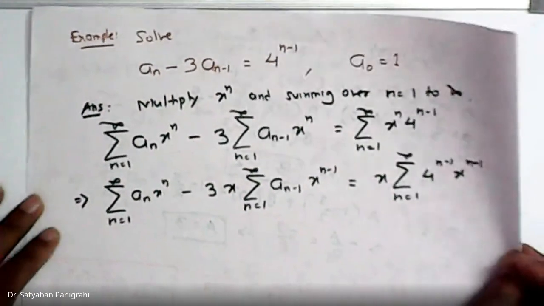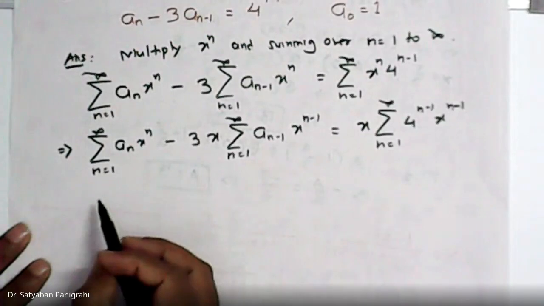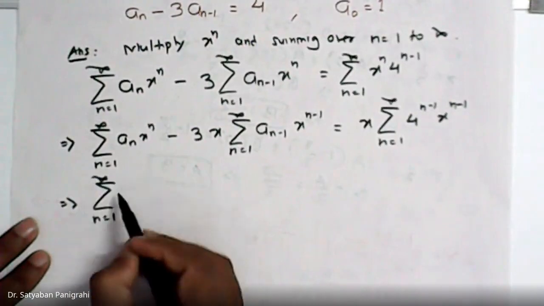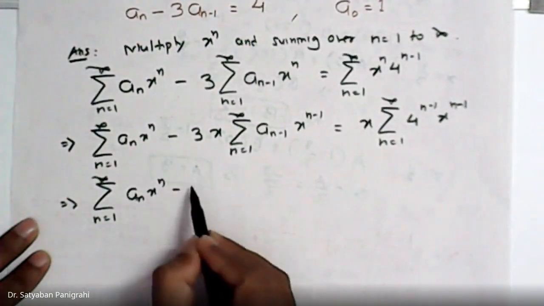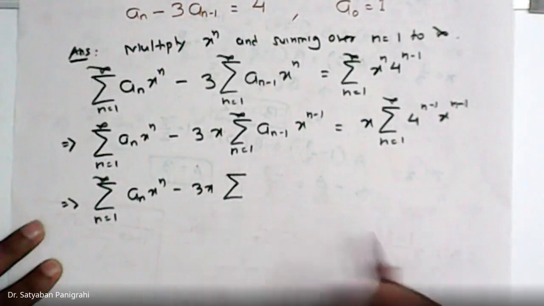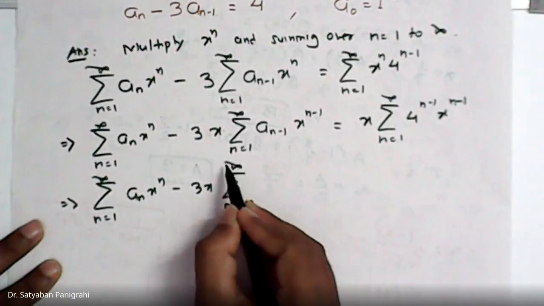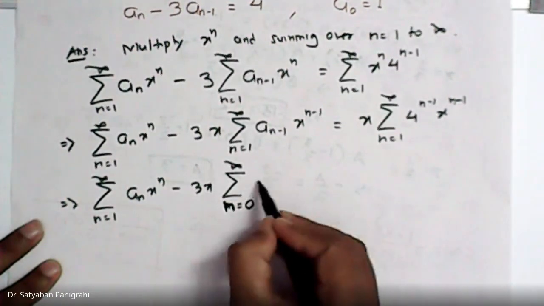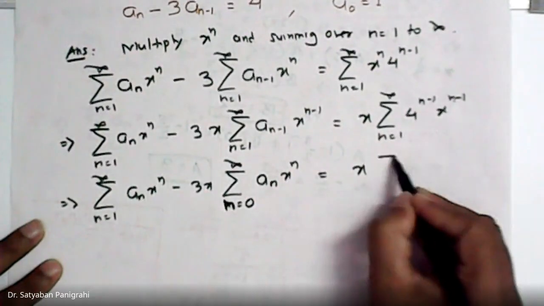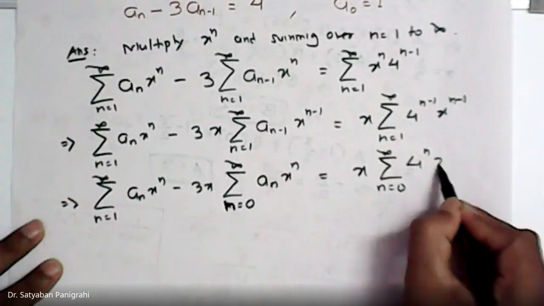Now, next step, I want to make the index equal. So what I do: the sum for n equal to 1 to infinity of a_n x^n minus 3x. Now, if you take n minus 1 as some variable m and replace that m by 1, then here m equals 0 to infinity, or you can write n equal to 0 to infinity a_n x^n equal to x, same thing, n equal to 0 to infinity 4^n x^n.